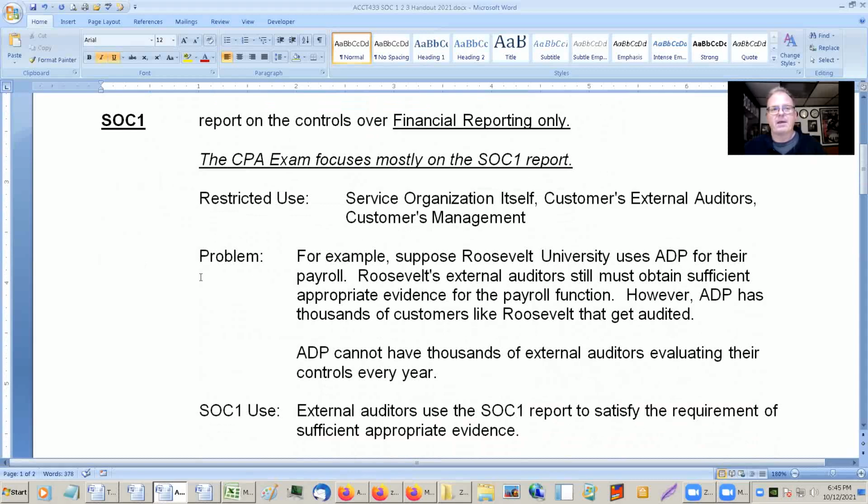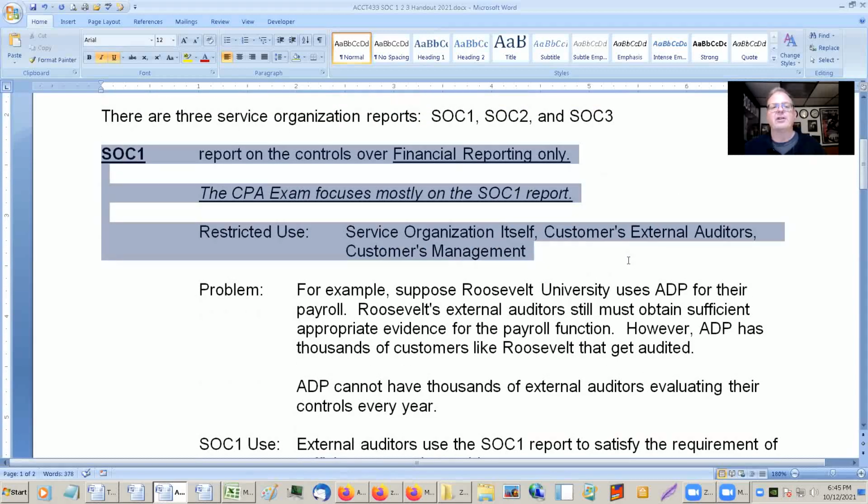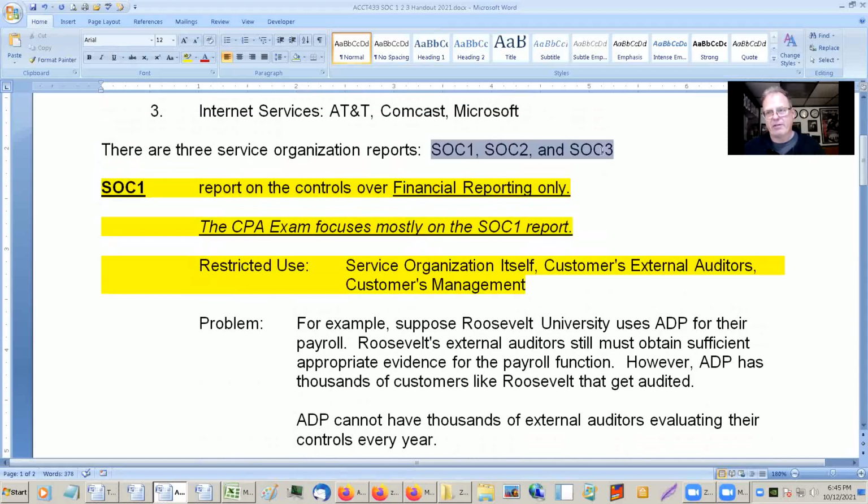Okay. This is the one that auditors for financial statements are going to use, the SOC 1 report. Now, in the CPA exam, they're going to have all three of these. They can't put all three of these. So there's a SOC 1 report, which is only for financial reporting.